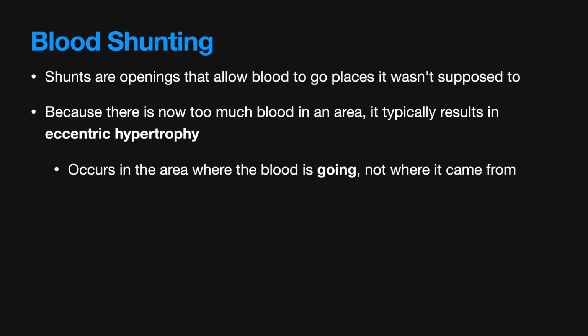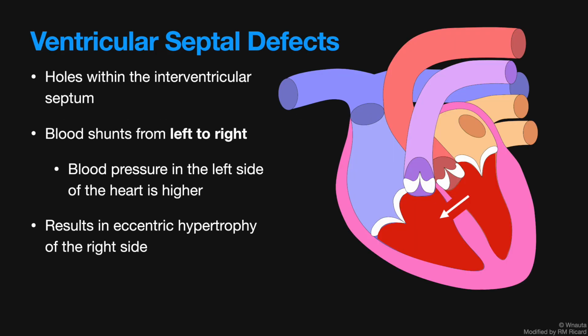The next potential cause of heart failure to discuss is blood shunting. Shunts are openings that allow blood to go places that it wasn't supposed to. Because this results in too much blood within an area, it typically causes eccentric hypertrophy. That hypertrophy occurs in the area where the blood ends up after going through the shunt, not where it actually originated from. Ventricular septal defects are a relatively common shunt in our veterinary species.